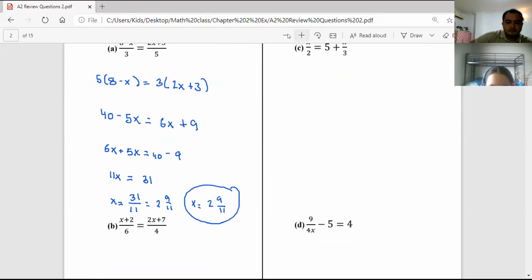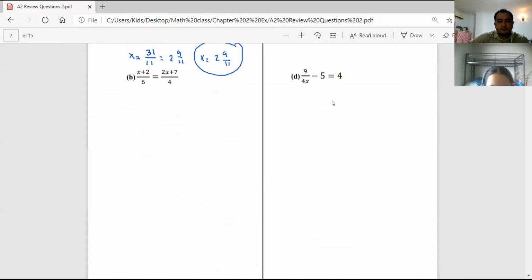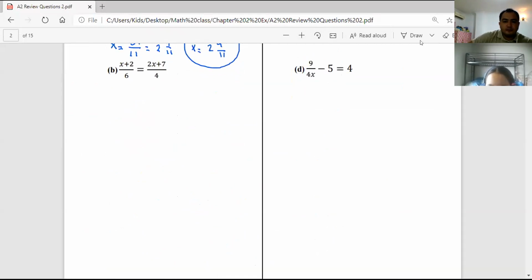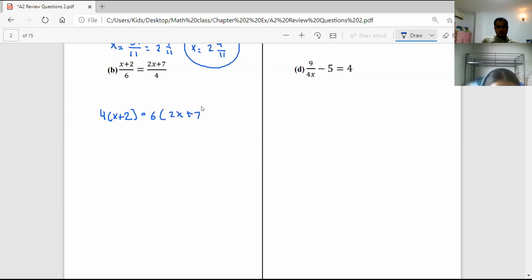Okay, question B. That is 4 over x plus 2 equals 6 over 2x plus 7. So 4x plus 8 equals 12x plus 42.